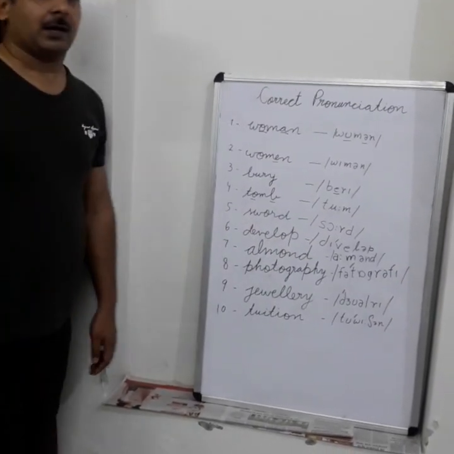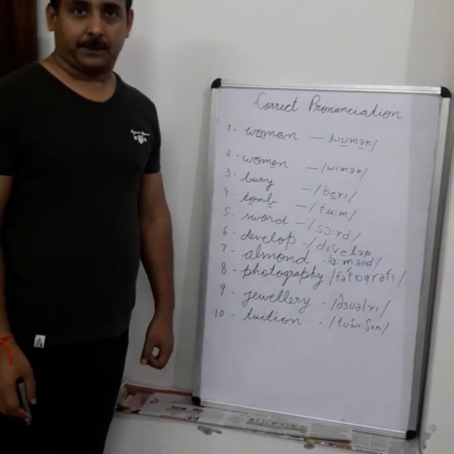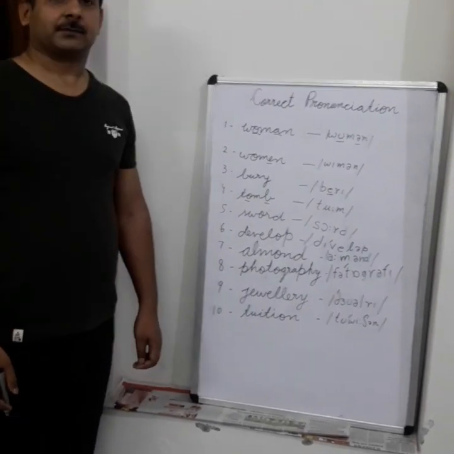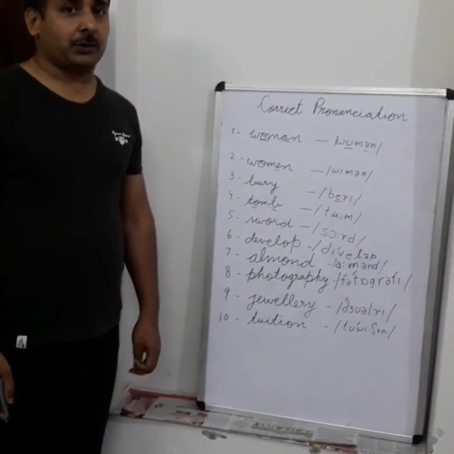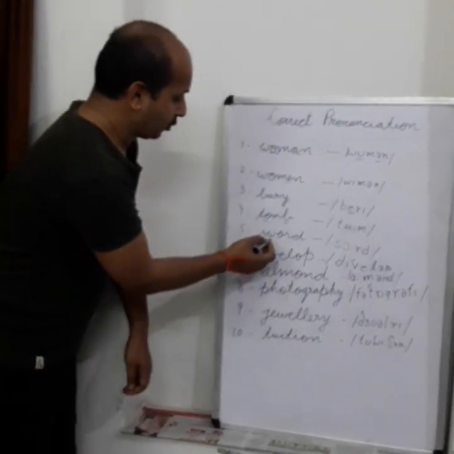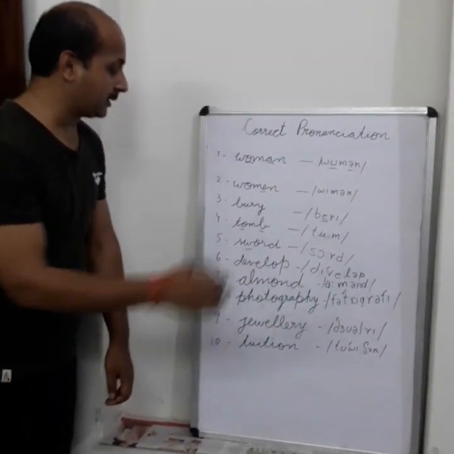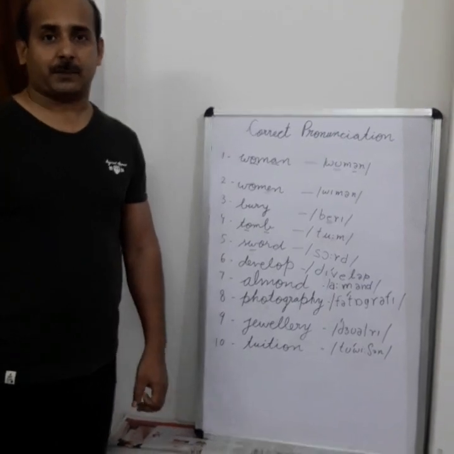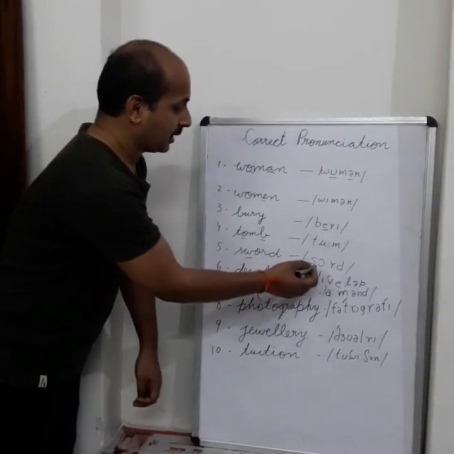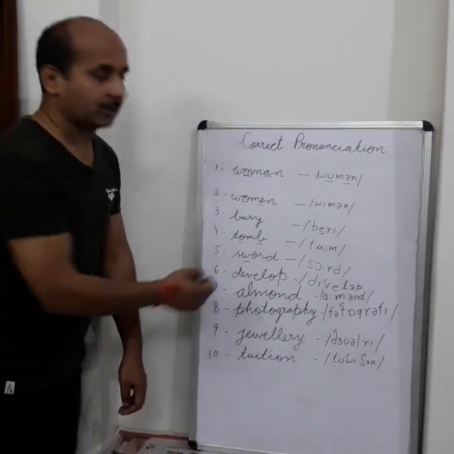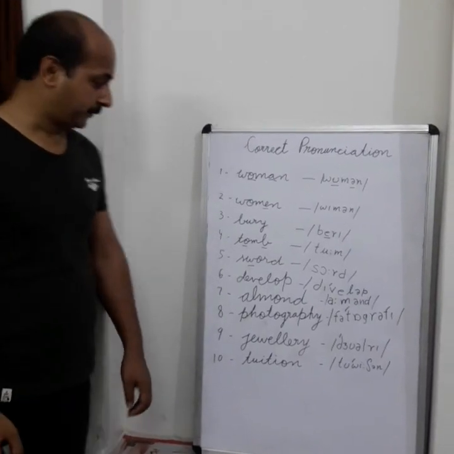Next word is sword. How is it pronounced? It is not sword. There is no such sound in the pronunciation. It comes only in the spelling, but it is pronounced as sword. W, the sound W is dropped.